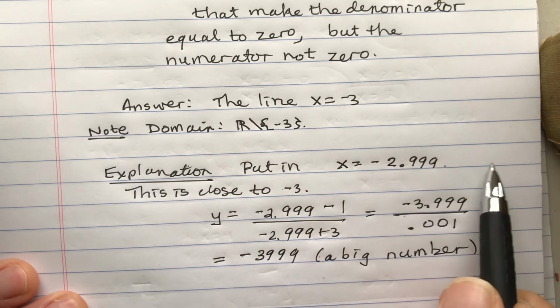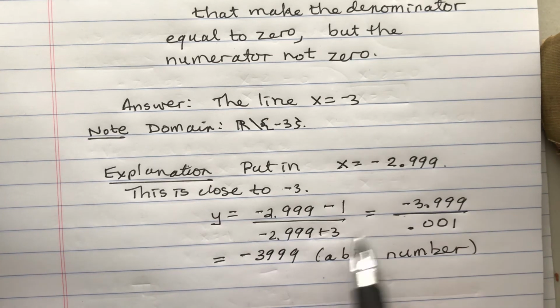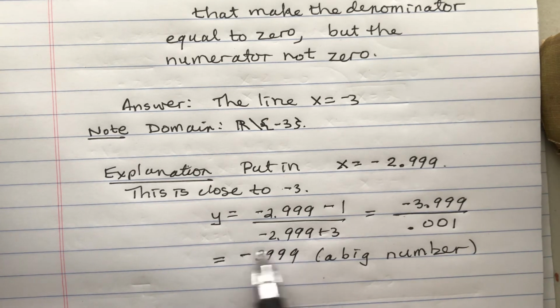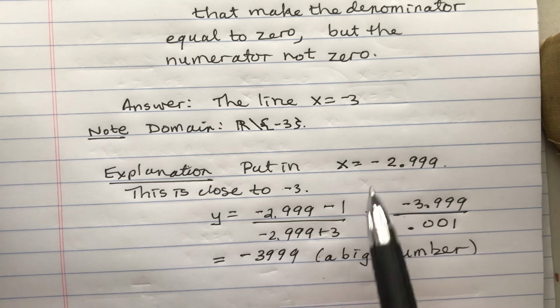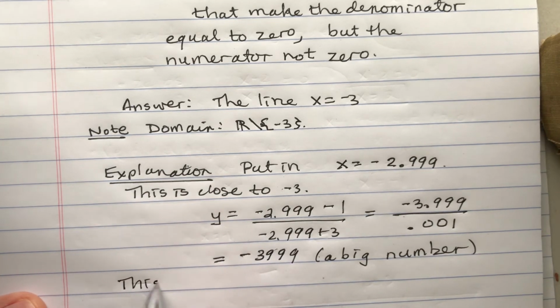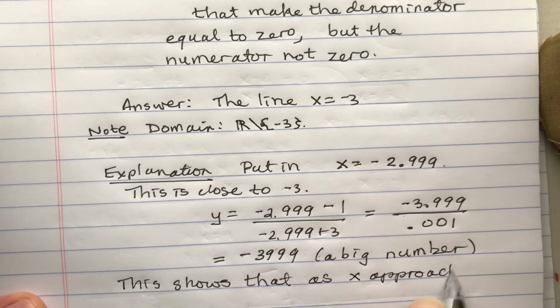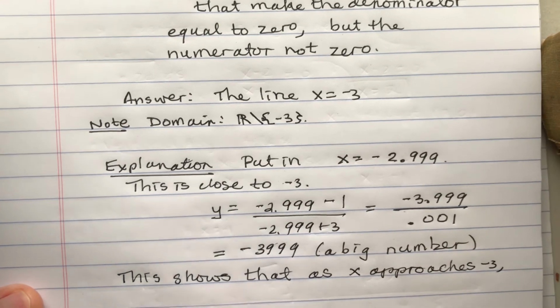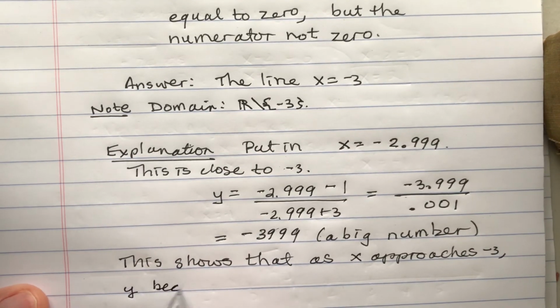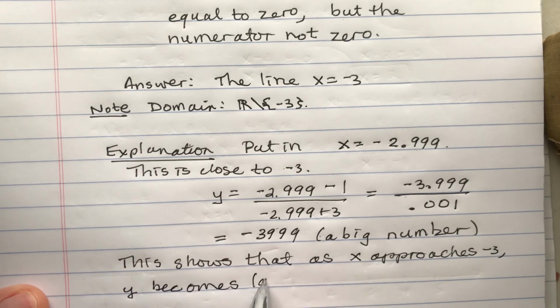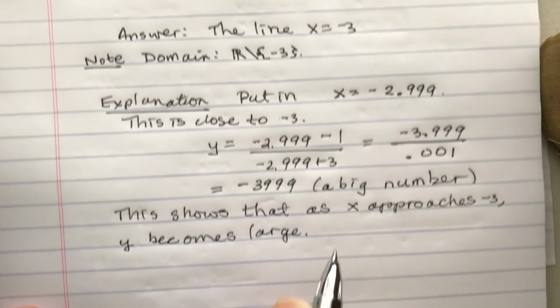Now, if I added more 9s on there and got even closer to -3, I would get something that's even bigger. And this shows that as x approaches -3, y becomes large.